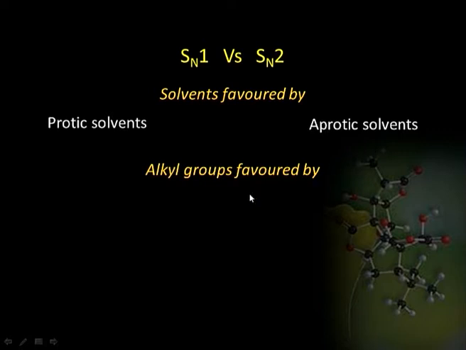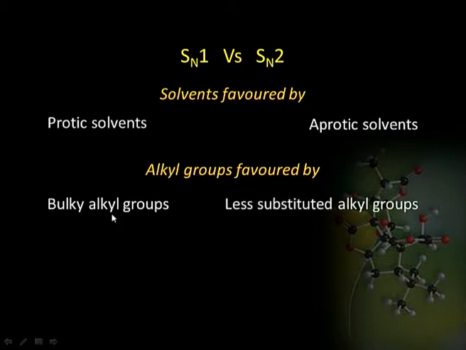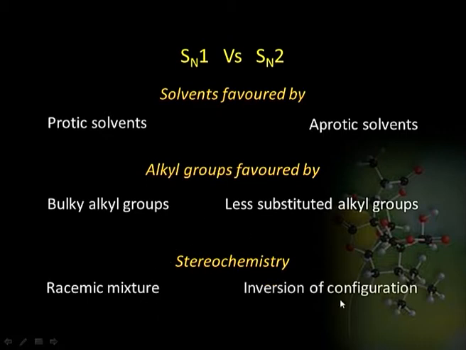The alkyl groups, bulky alkyl groups favor SN1 reaction, whereas the less substituted alkyl groups favor SN2 reaction. As far as the stereochemistry is concerned, SN1 gives a racemic mixture, whereas SN2 leads to the inversion of configuration. So, with this we finish the substitution reactions of alkyl halides.